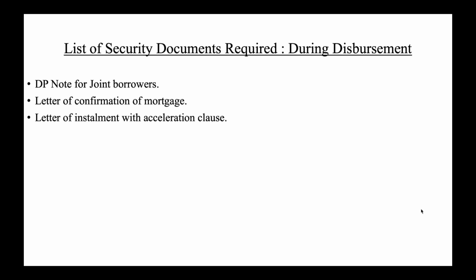Letter of installment with acceleration clause is basically a letter of undertaking by yourself, which states that I agree to the EMI which is currently being provided, and will execute this as per the particular terms and conditions of the loan. Undertaking letter for post-dated checks.